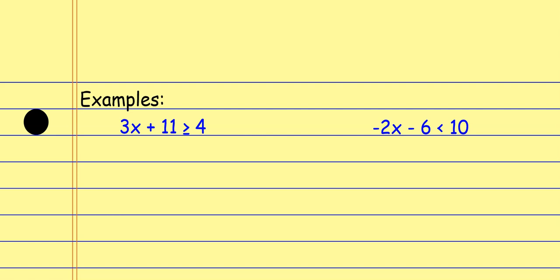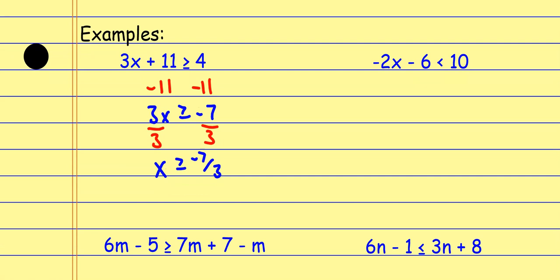So here, I have to undo the addition first, and I undo adding 11 by subtracting 11 from each side. So I get 3x greater than or equal to, and notice it's still greater than or equal to because I didn't multiply or divide by a negative. That gives me a negative 7. Now to undo multiplying by 3, I divide each side by 3. I didn't multiply or divide by a negative, so I keep the inequality sign the same. And just like equations, you can leave this as an improper fraction: negative 7 over 3.